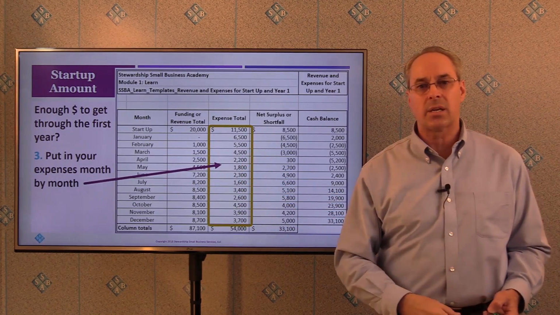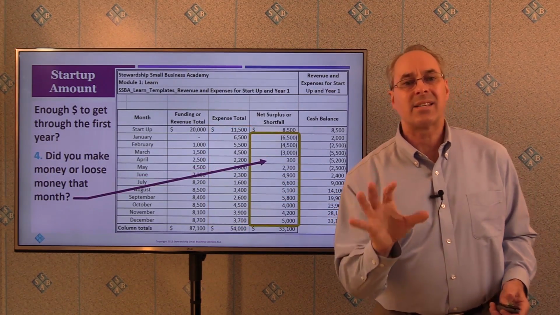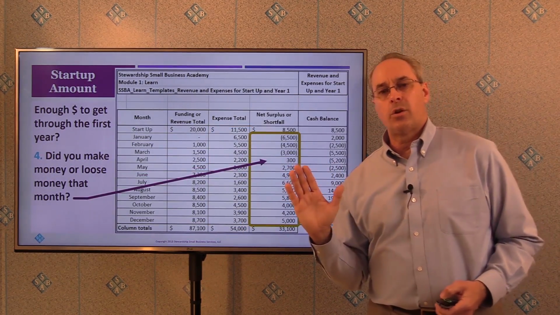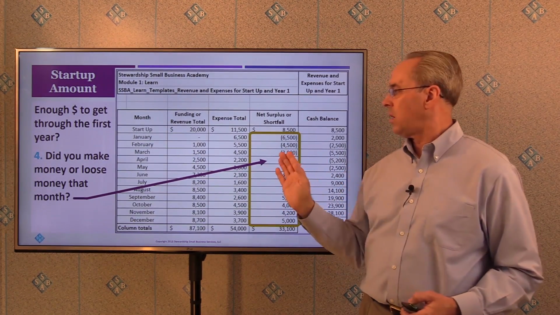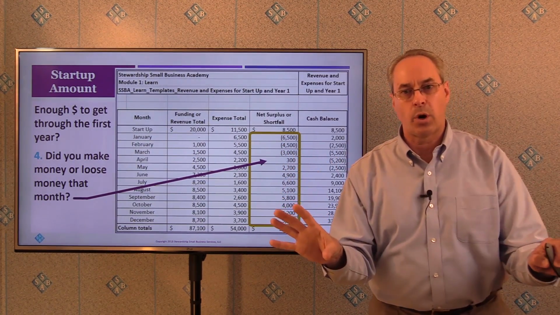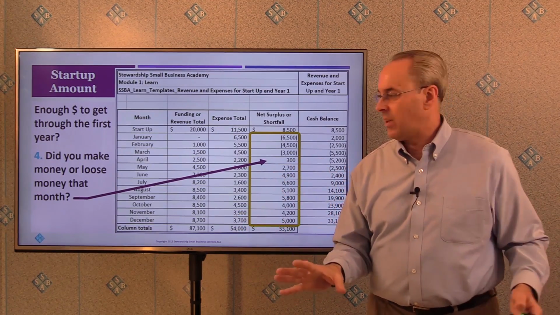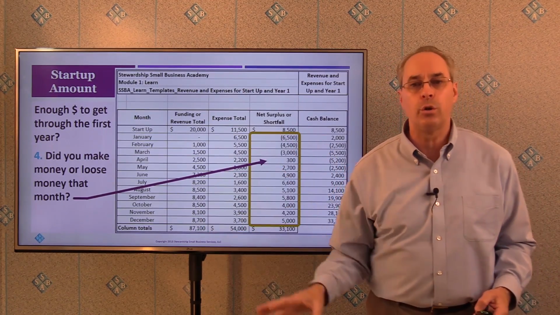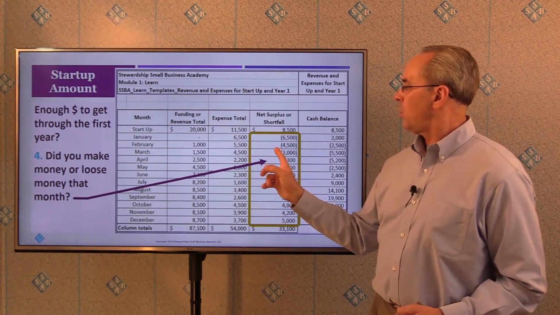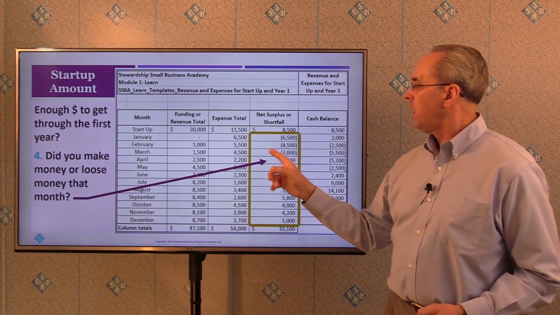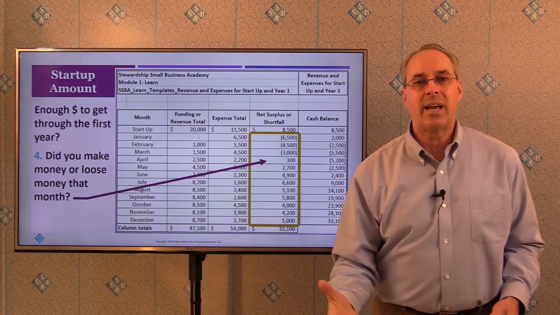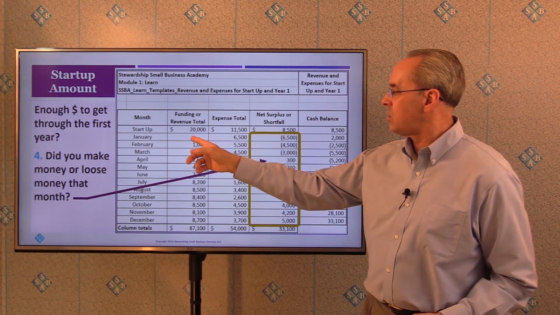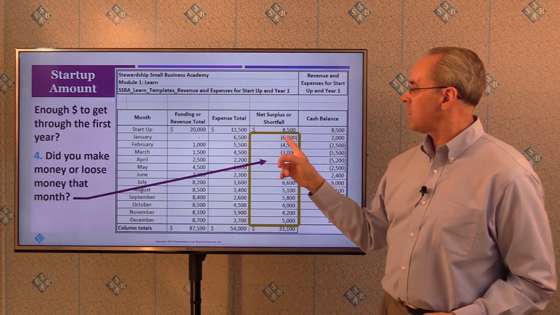You put those in this column, and then what that's going to give you is whether you had, essentially, it's not technically a profit or loss calculation, but for these purposes, you can think of it that way. It's, did you make money or lose money that month? So, you can see what's happening here is in this first month, in January, they didn't have any sales, but they still had expenses.